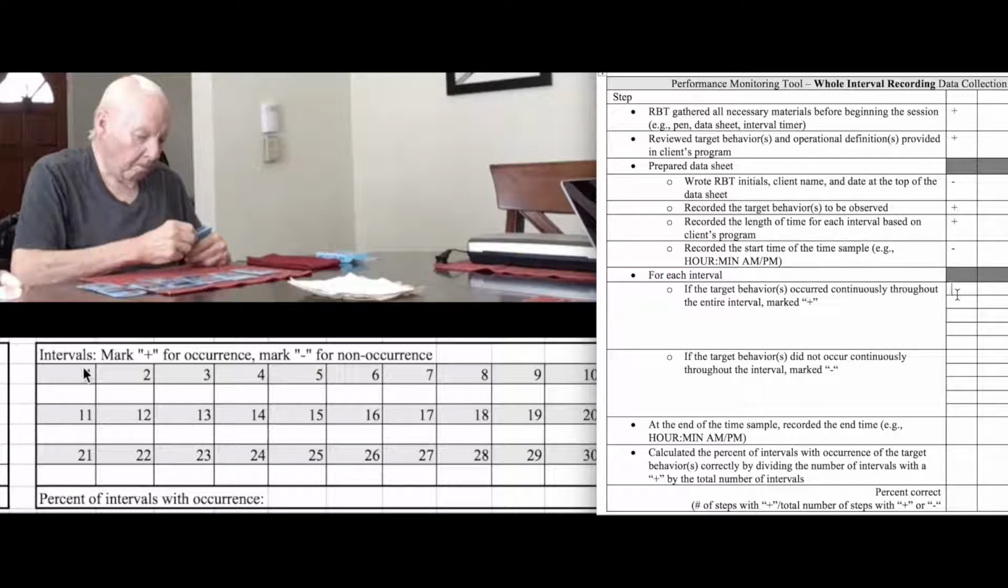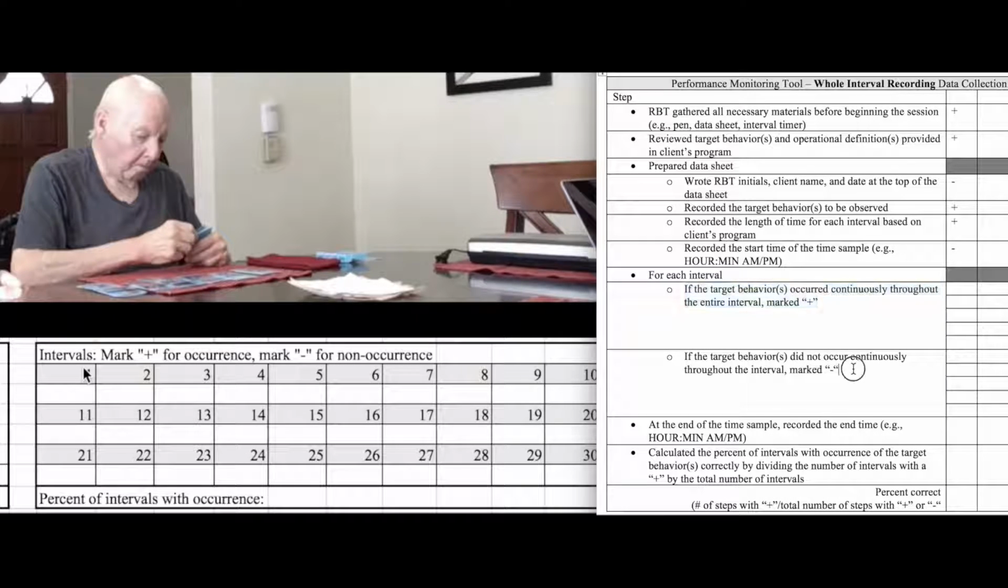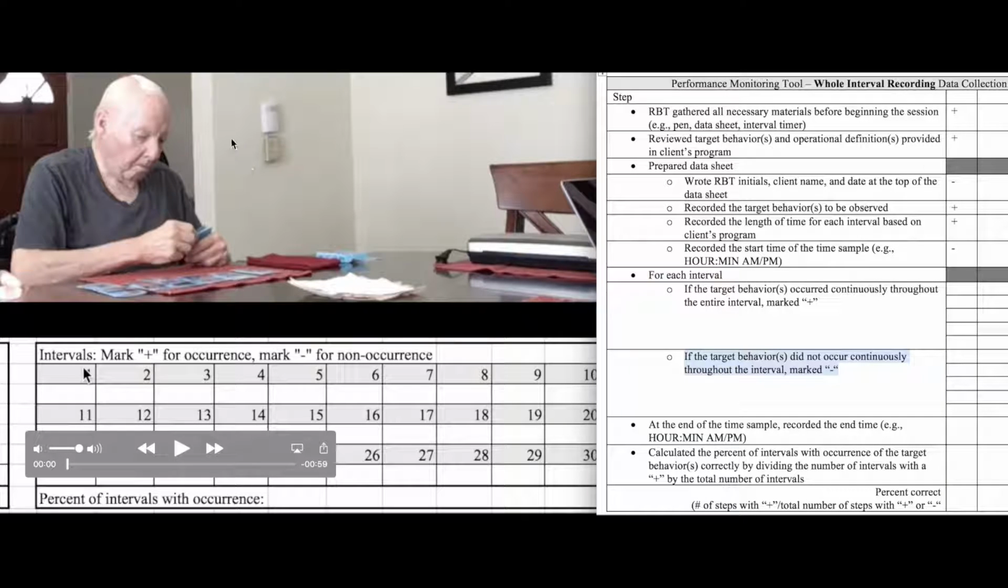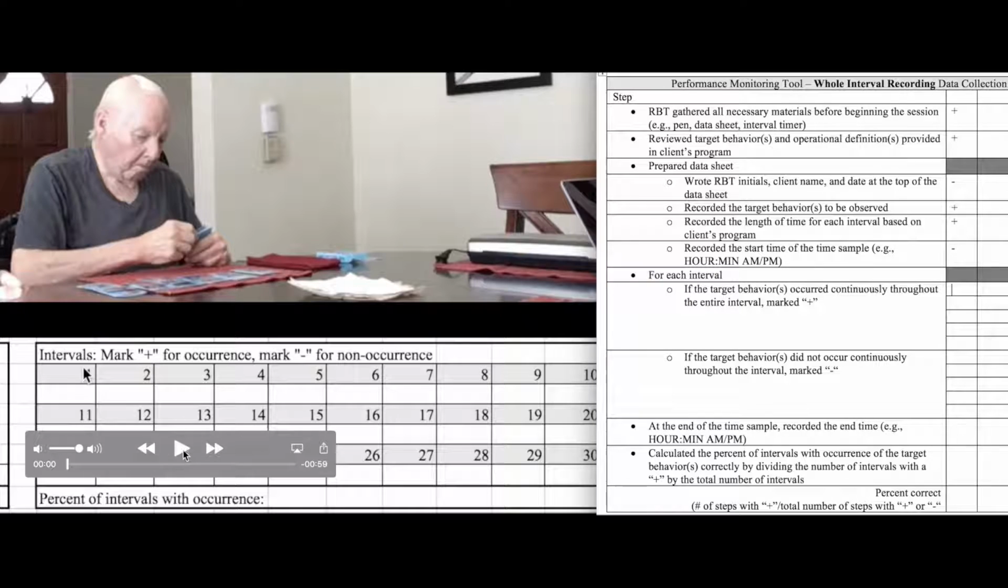Now, as we watch our RBT collect data, remember that we're looking to see whether the RBT accurately marks a plus if the client engages in the behavior throughout the entire interval, and if the RBT correctly marks a minus if the client does not engage in the behavior throughout the entire interval. So let's get started and watch the first interval.